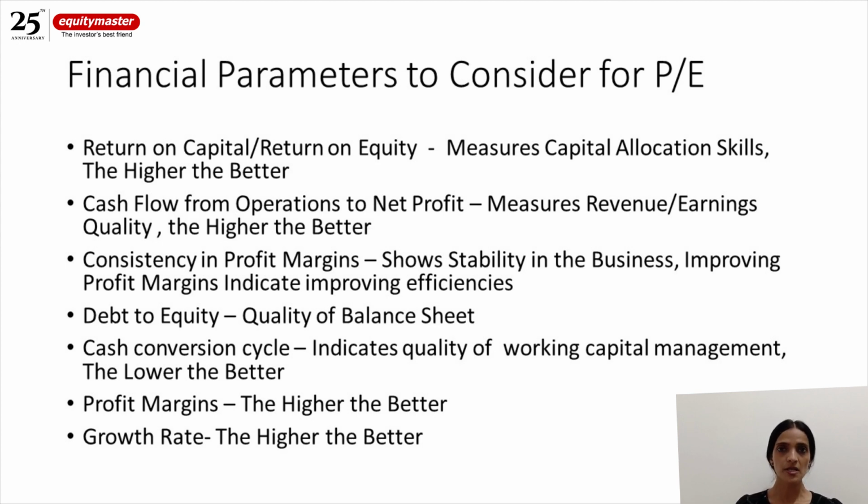Cash flow from operations to net profit measures revenue or earnings quality. The higher, the better. If there is a huge gap, there is a possibility of earnings manipulation. Then look for consistency in profit margins because that would reflect the stability in the business and will give you a sense of visibility of the future. Improving profit margins indicate improving efficiencies and the stocks could deserve high multiple.